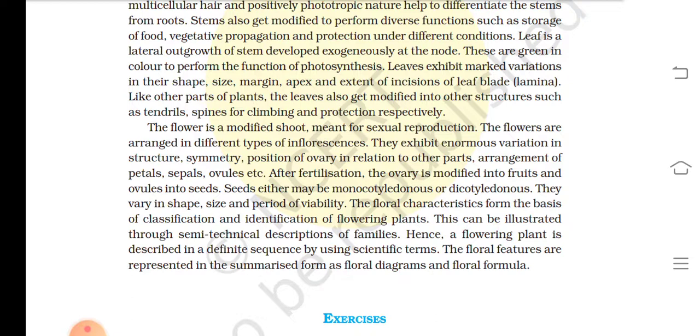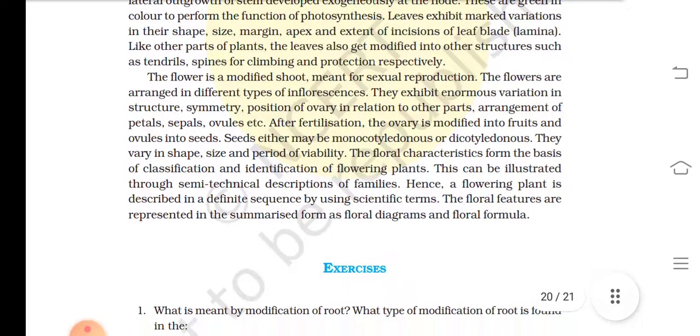Leaf is a lateral outgrowth of stem developed exogenously at the node. These are green in color to perform the function of photosynthesis. Leaves exhibit marked variations in their shape, size, margin, apex and extent of incision of leaf blade, that is lamina. Like other parts of the plant, the leaves also get modified into other structures, such as tendrils and spines for climbing and protection respectively. The flower is a modified shoot meant for sexual reproduction.